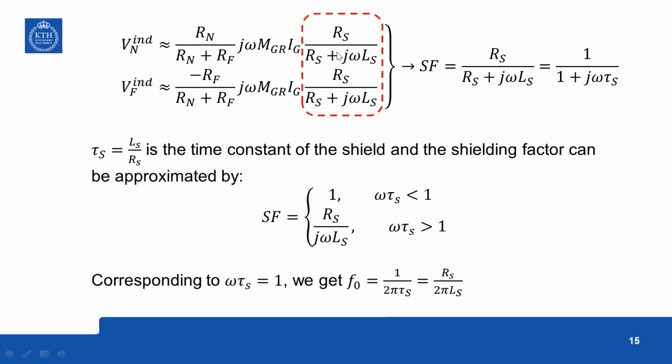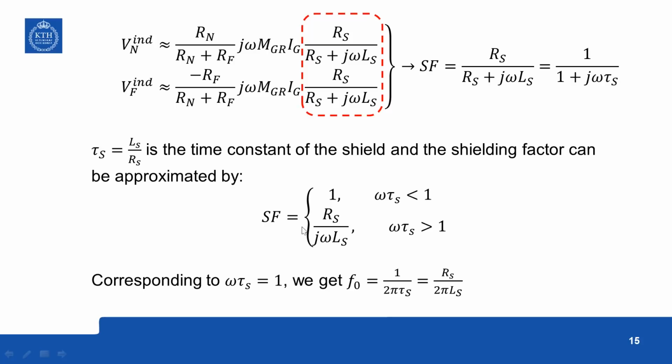The expression for the near end crosstalk and the expression for the far end crosstalk due to the magnetic fields. So this part is the shielding factor, R_S by (R_S plus j omega L_S). Now dividing numerator and denominator by R_S, we define a new term, a time constant L_S by R_S, called the shield time constant, which is a property of the shield. So we write it as 1 by (1 plus j omega tau_s).